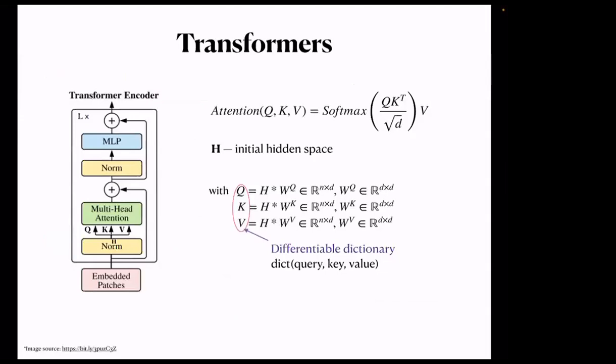This is how it is done. So we are mainly learning a differentiable dictionary, which has queries, keys, and values. And on the left, you can see the visual architecture of a basic transformer encoder.